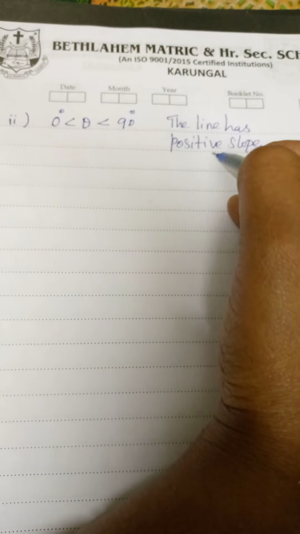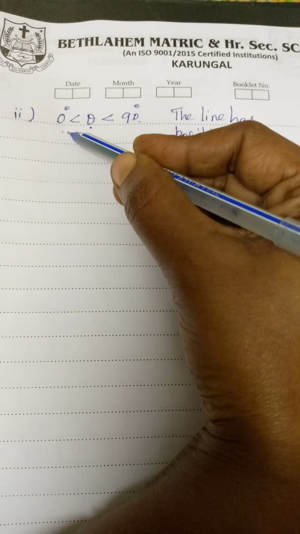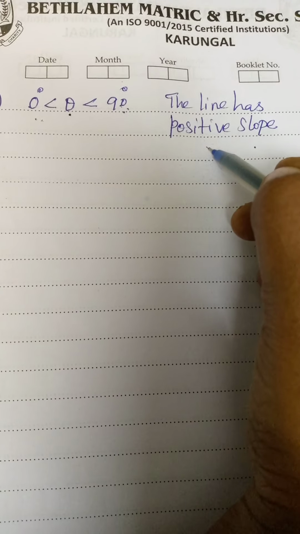When the line has a positive slope, theta lies between 0 and 90 degrees. Above 0 degree and below 90 degree means the line has positive slope.